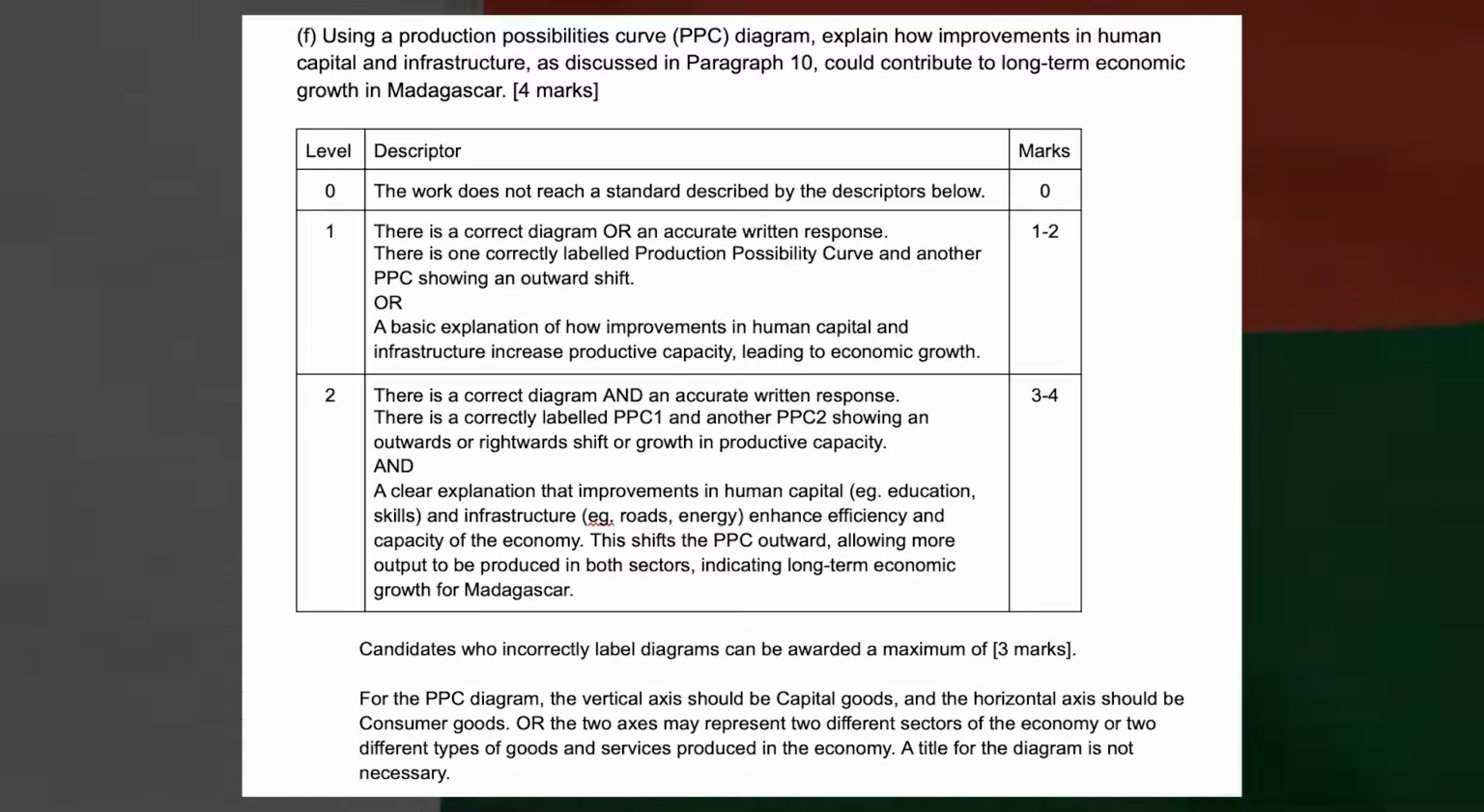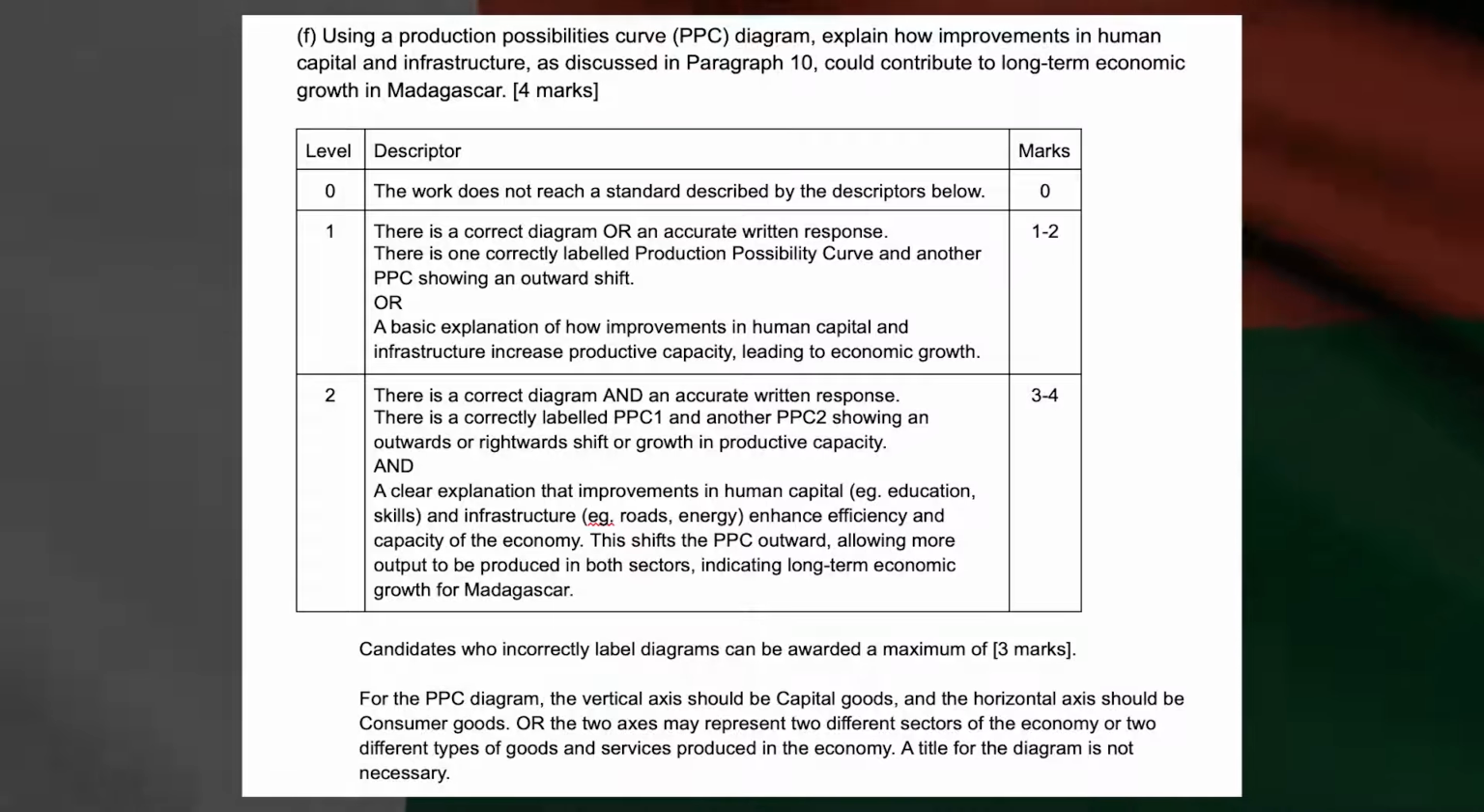1 to 2 marks. Level 2. There is a correct diagram and an accurate written response. There is a correctly labeled PPC1 and another PPC2 showing an outwards or rightwards shift or growth in productive capacity, and a clear explanation that improvements in human capital, for example education and skills, and infrastructure, for example roads and energy, enhance efficiency and capacity of the economy. This shifts the PPC outward, allowing more output to be produced in both sectors, indicating long-term economic growth for Madagascar.